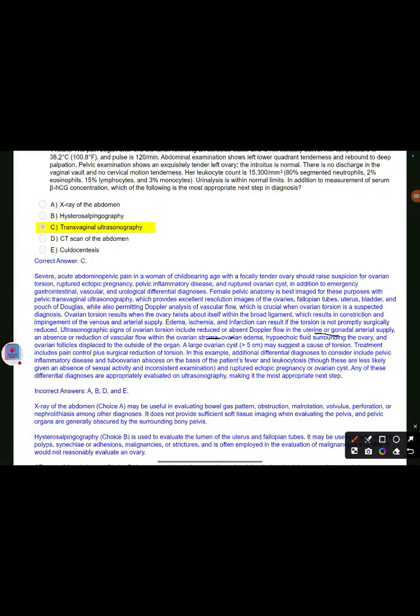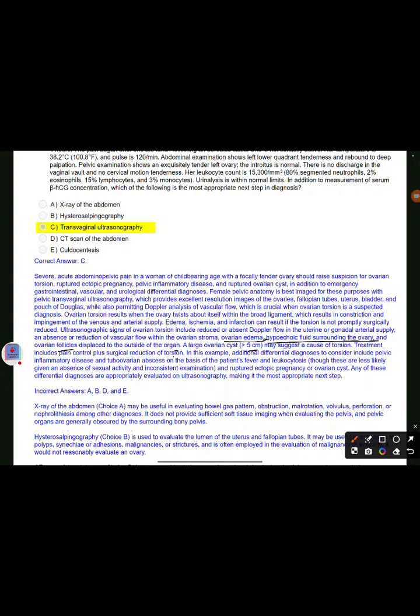Other signs are the absence or reduction of vascular flow within the ovarian stroma, ovarian edema, hypoechoic fluid surrounding the ovary, and ovarian follicles displaced to the outside of the organ. A large ovarian cyst more than 5 cm suggests a cause of torsion. Treatment includes pain control plus surgical reduction of torsion.